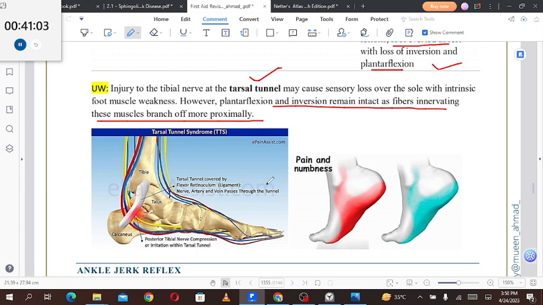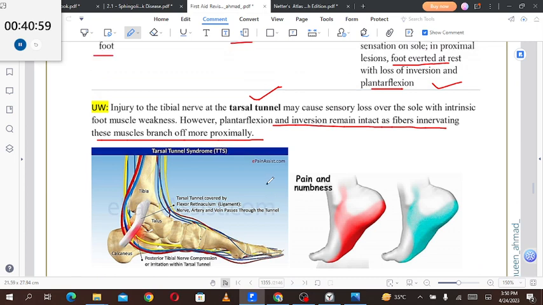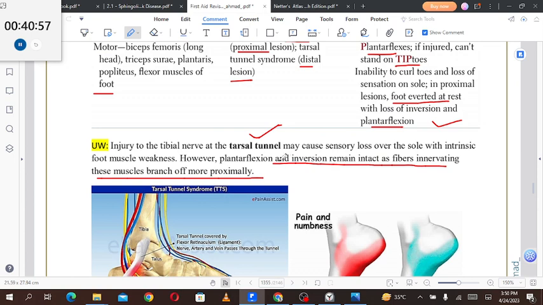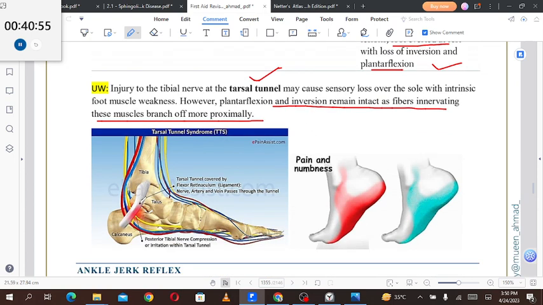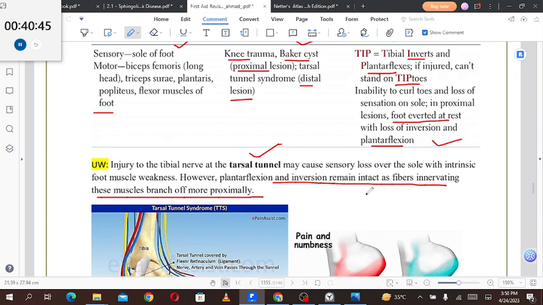Not the same, but the difference in the pattern of distal and proximal injury is present in the lower limb as well. So here you can see that in the case of distal injury at the tarsal tunnel, the manifestations will not be very clear, just only sensory innervation is gone. But if there is a proximal lesion to the tibial nerve, then we find an everted and dorsiflexed foot, right? Everted and dorsiflexed foot will be seen with the proximal lesion.